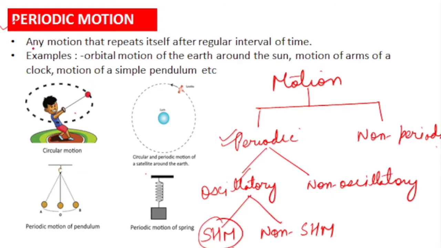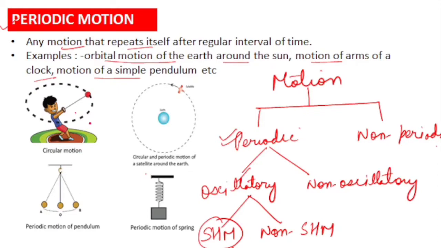First, what do you mean by this periodic motion? Any motion that repeats itself after regular interval of time, that is called periodic motion. For example, orbital motion of Earth around the Sun, motion of arms of a clock, motion of simple pendulum. These are examples of periodic motion. All these motion repeat itself after a regular interval of time.